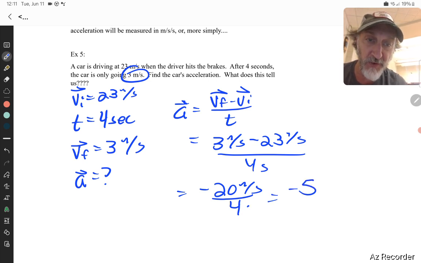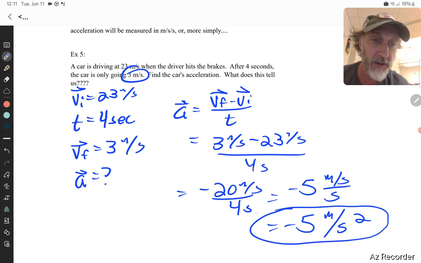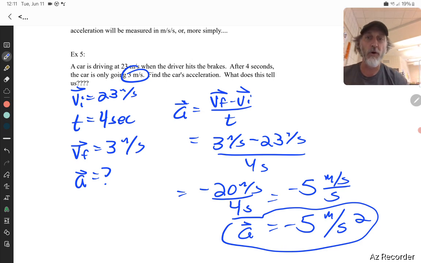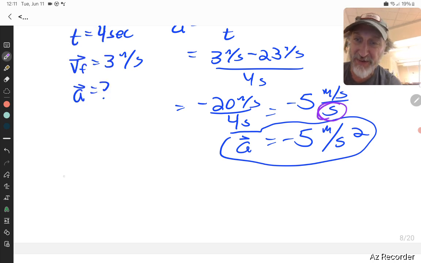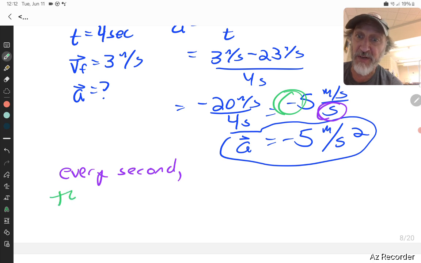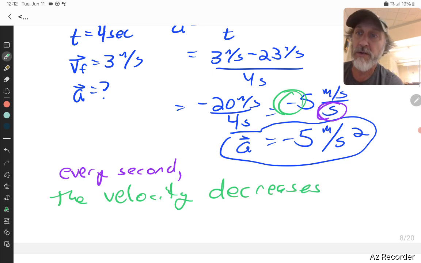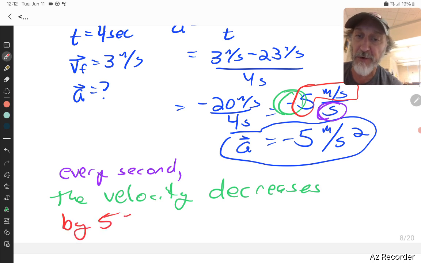So I've got negative 5 meters per second, which is written as negative 5 meters per second squared. And that is my acceleration. Okay, so what does it mean? Well, it means that every second, the velocity decreases by 5 meters per second.